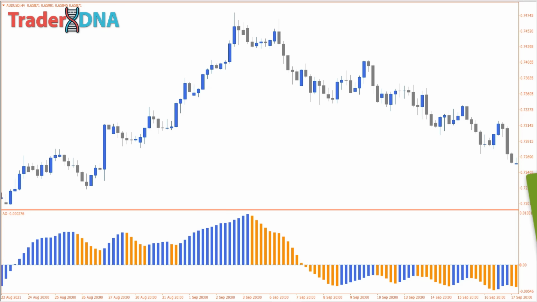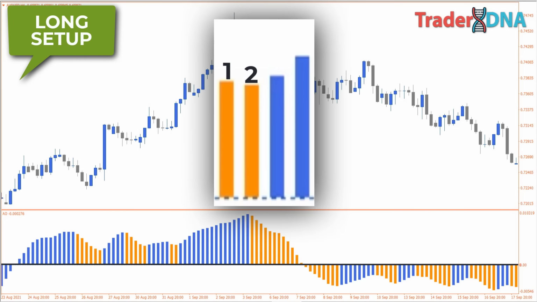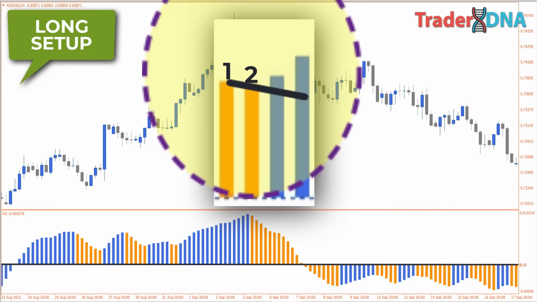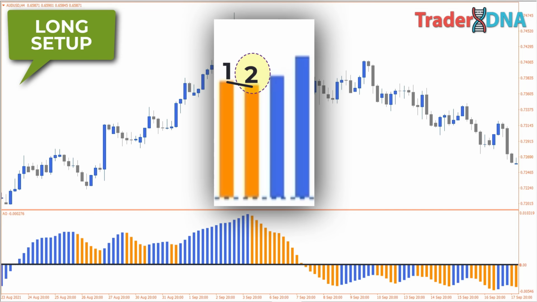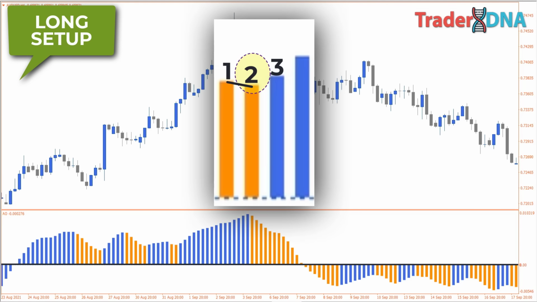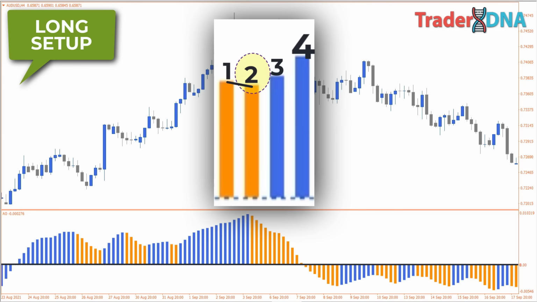Long setup. First, the Awesome Oscillator is above zero. Second, 2 consecutive orange histograms. Third, the second orange histogram is shorter than the first. Fourth, the third histogram is blue. Fifth, a trader buys the fourth candlestick on the open.